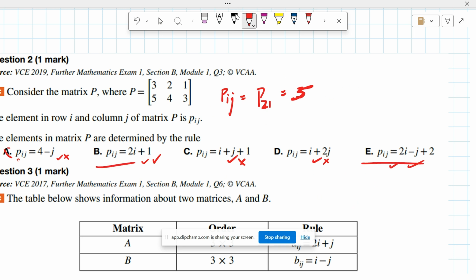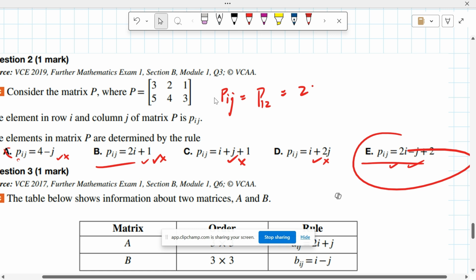Now we substitute another one. Let's try P12 equal to 2. If i equals 1, then i plus 1 is not equal to 2. But let's have a look at this: 2 plus 1 equals 2 minus 2 plus 2 equals 2. So the answer will be E. You can see we used elimination methods to do the questions. Once you have these kinds of ideas, you are able to figure out how to do this kind of question.